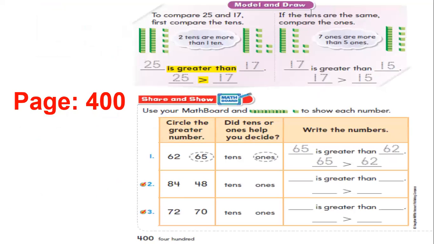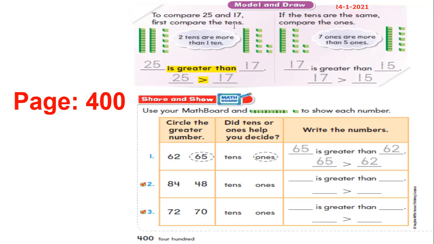Let's write the date on the top. CW, 24 1 2021. That's our date. Now, to compare 25 and 17, first compare the tens.